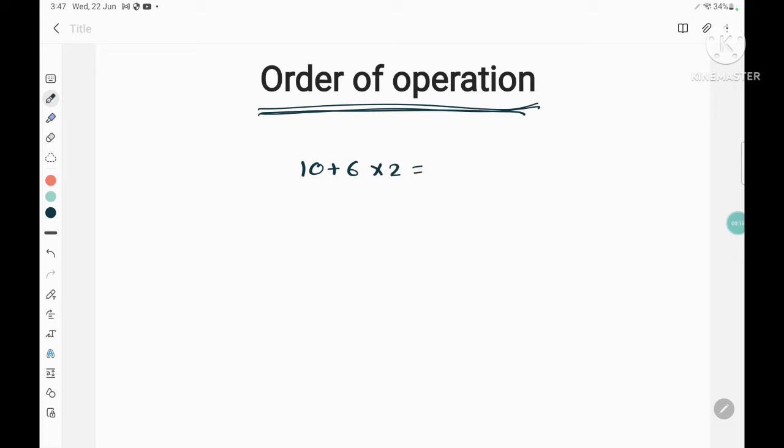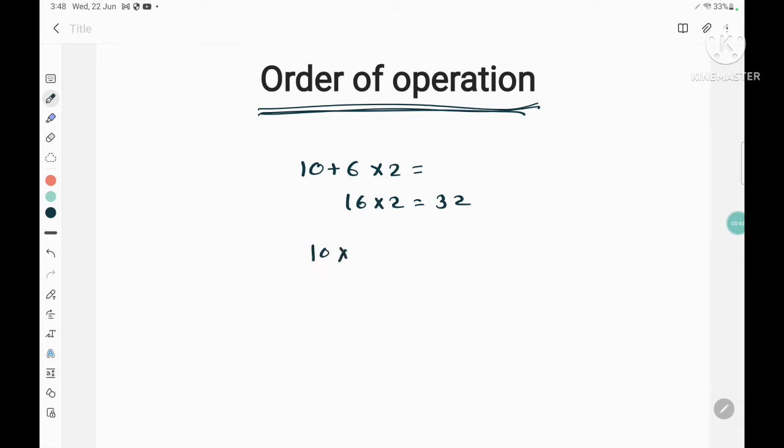If this question is given to different students who don't know the order of operations, every student might have a different answer. What would be the two possible answers from this expression? Some students say, okay, let's do addition first. So 10 plus 6 equals 16, and 16 times 2 is 32. So some students say the answer is 32.